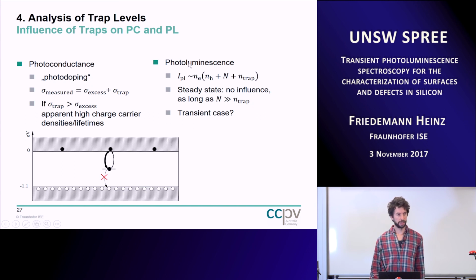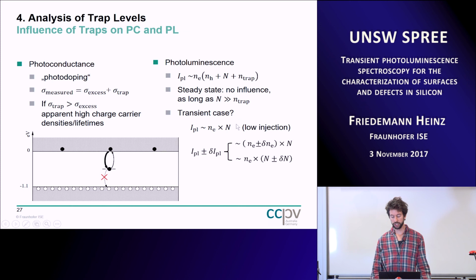This is different for a measurement of the photoluminescence, because with photoluminescence we have the product of electrons and holes. For example, for p-type, for the holes, we add the doping density, and then to the doping density we add the amount of trapped electrons, because these trapped electrons lead to excess non-trapped holes, which are still present. But as long as the doping density is larger than the trap density, this shouldn't have any influence, and this is usually the case. In steady state, we do not expect this to happen. But what about the transient case? There it could be different.